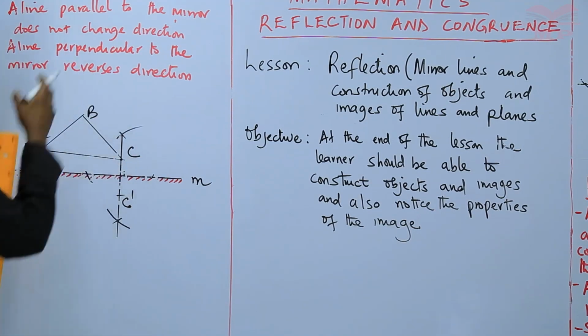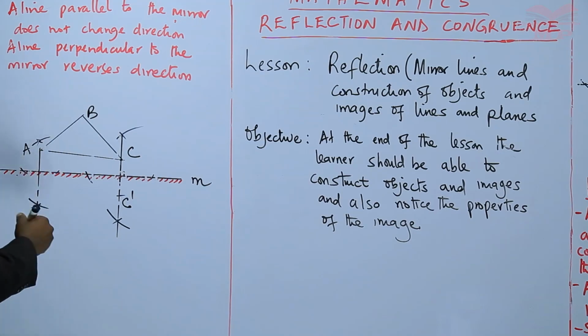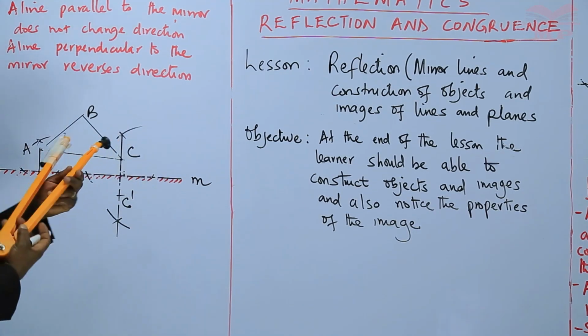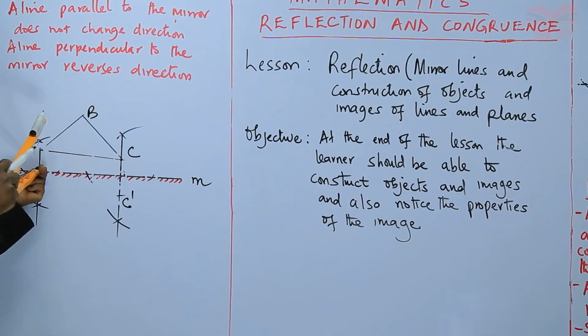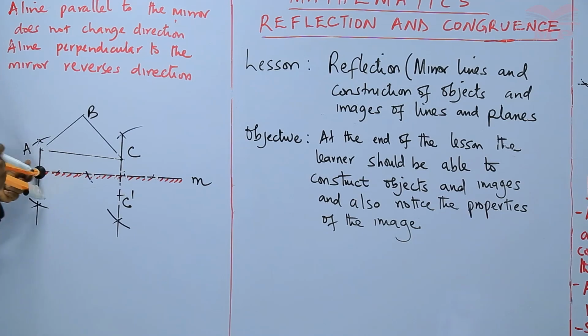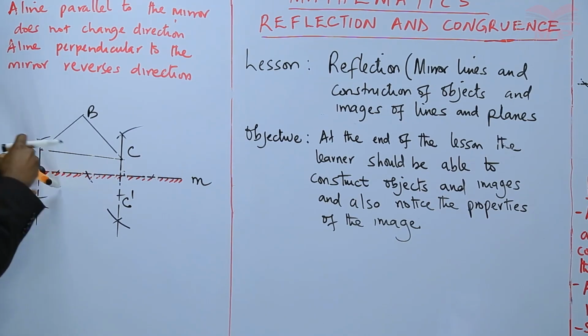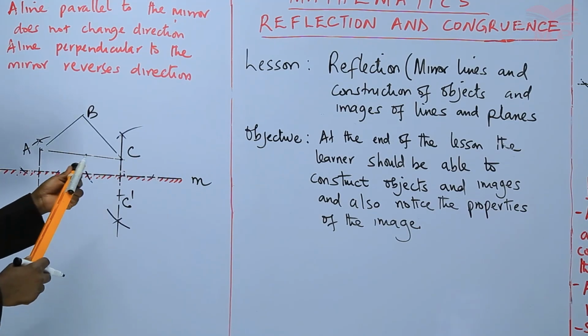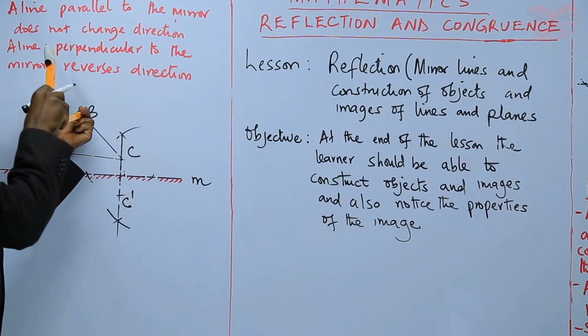So on this side, you make it continuous. Below, because it's the image side, you make it dotted. So get that distance for A prime. So my A prime is here. That is A prime. Come to B.